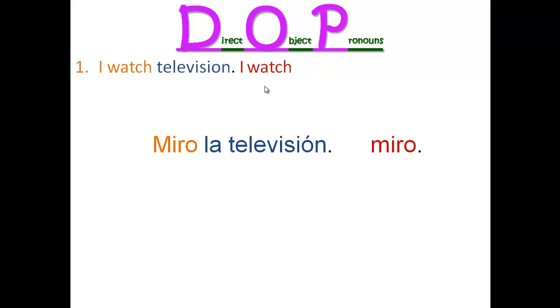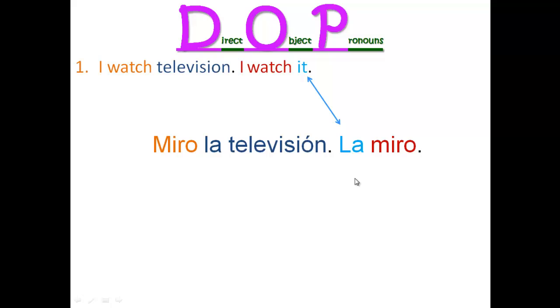Can you have a guess as to what the it is going to be and where it's going to go? Well done if that's what you guessed, okay? So la miro, not miro la. It goes d.o.p. plus conjugated verb. In English, it goes conjugated verb, I watch, plus your d.o.p., it. In Spanish, it's the other way around.